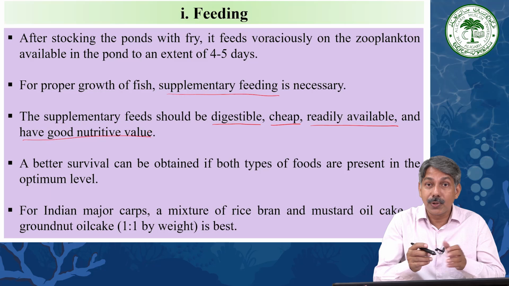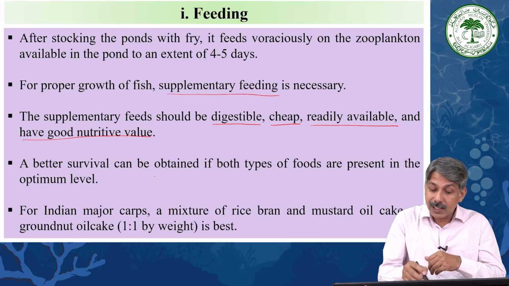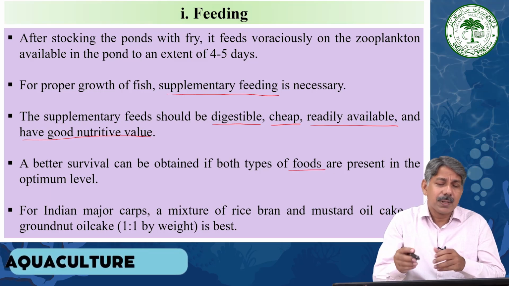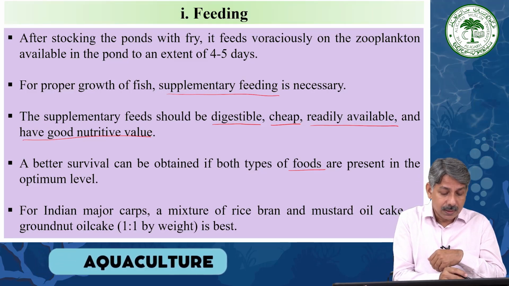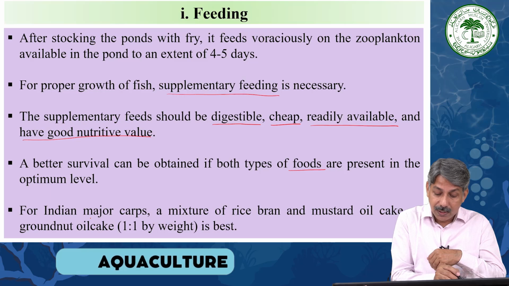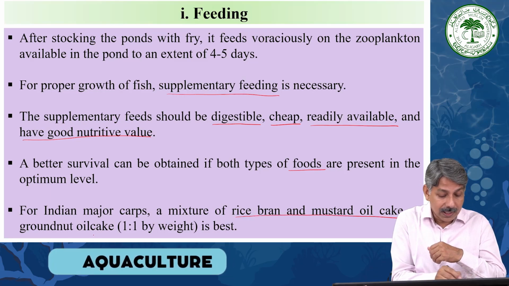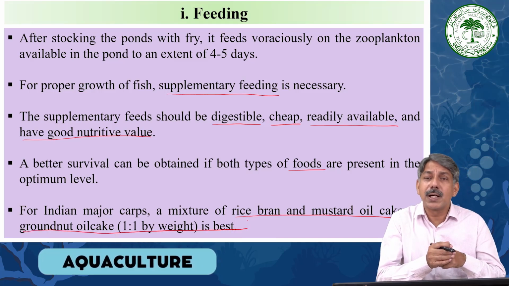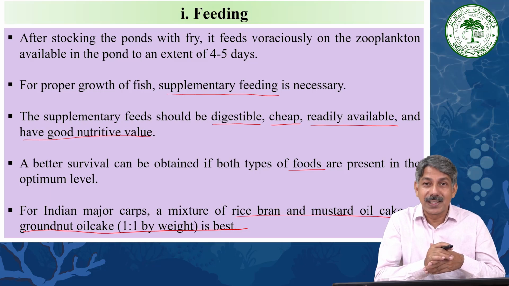This is very important. If you are not providing them a nutritionally balanced diet, then everything is waste. A better survival can be obtained if both types of food, natural food as well as supplementary food, are available at the optimum level. For IMCs, a mixture of rice bran and mustard oil cake or groundnut oil cake has been very common in many parts of our country. This is also referred to as traditional feed.